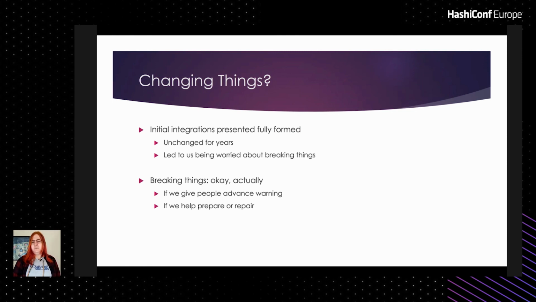It turns out, though, when we did need to make changes to how things worked, and we knew what would likely break for people, we were mostly overthinking it. If we knew what was likely to break, and how people could prepare for that or repair afterwards, it wasn't really that big a deal, so long as we gave people advance warning.